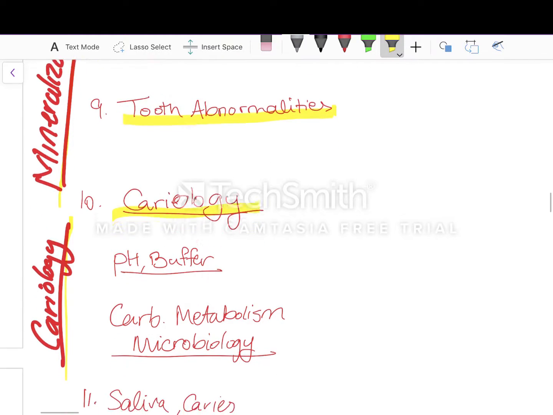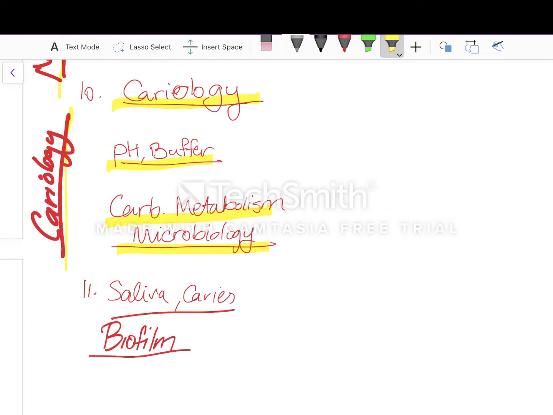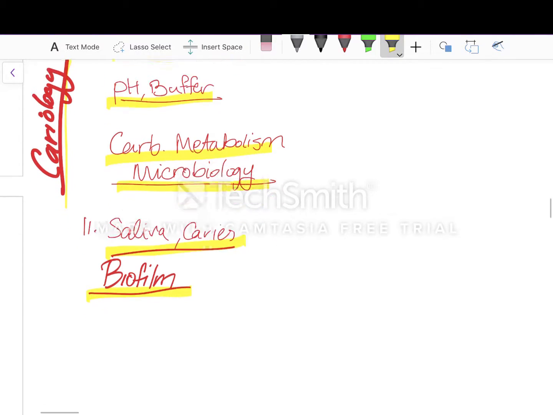Then you have cariology, which is caries. You have pH and buffer. Now we go to how caries develop. So first we have to understand what are carbohydrates, how are they metabolized, why is it bad. We can't just have a notion of sugar and carbs are bad for dentistry or for caries or tooth structure. We have to understand what causes it, and if we can tweak a few things, then we can make the bad carbs into good carbs. And what is the role of saliva in caries, and what is a biofilm?